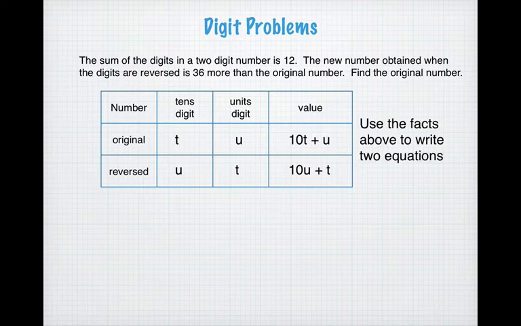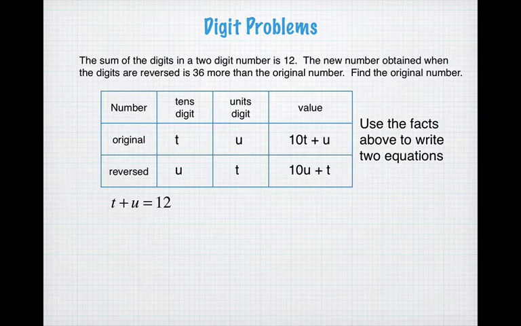Now we're going to take the facts above in our problem and write 2 equations. The first equation says that the sum of the digits in a 2-digit number is 12. So that says that T plus U equals 12. The tens digit plus the units digit equals 12.